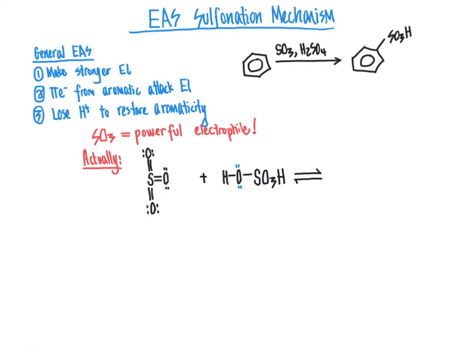And the way that works is that our sulfur trioxide is going to come over and grab a proton from the strong acid, from the sulfuric acid. So let's show that happening. So we're going to take one of the three oxygen atoms here.